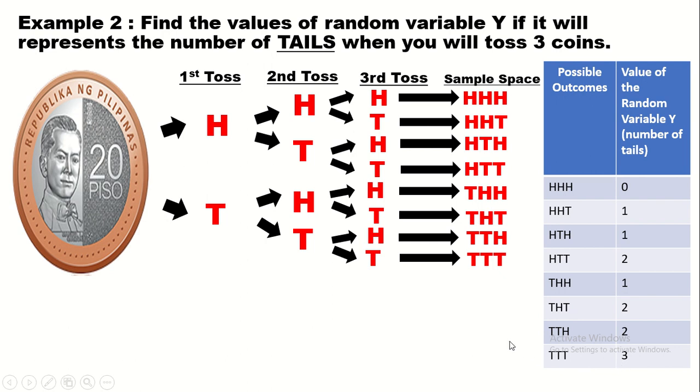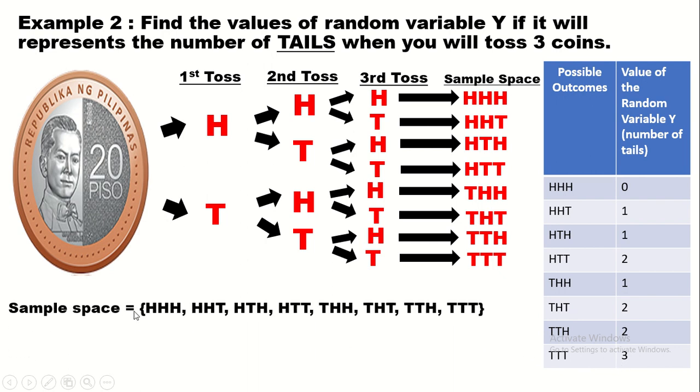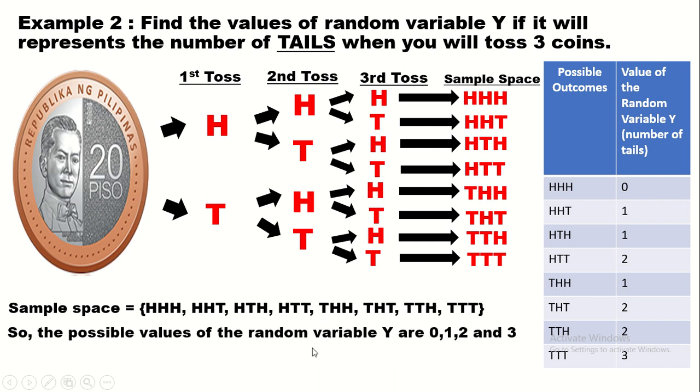So, isulat natin yung sample space sa proper way. Sample space is equal to the set of HHH, HHT, HTH, HTT, THH, THT, TTH, TTT. So, ano nga ba ang mga possible outcomes or possible random variable y? So, the possible values of the random variable y are 0, 1, 2, and 3. 0, meron tayong tatlong 1 pero isa lang isusulat. 2, meron tayong tatlong 2, isa pa rin, at yung 3.